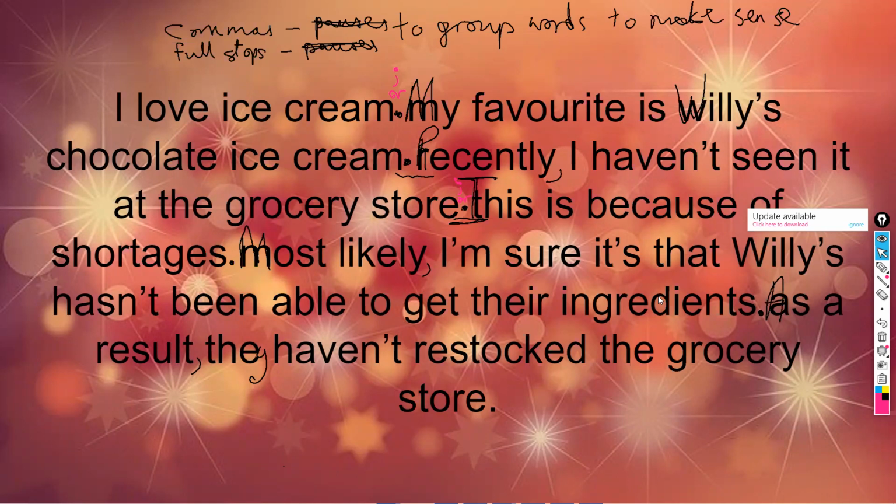So, I love ice cream and my favorite is chocolate ice cream. Okay, well, those two could be close together, so I could put a semicolon there. Or I could also put it between two other sentences. Recently, I haven't seen it at the grocery store because of shortages. To me, those two ideas go together, like one is the reason for the other.